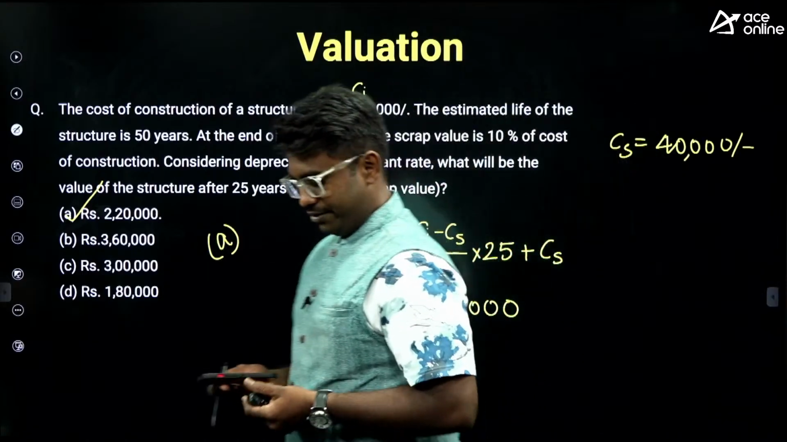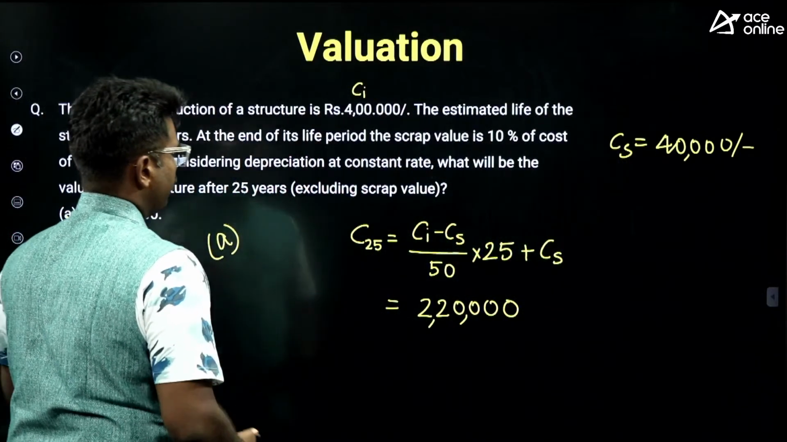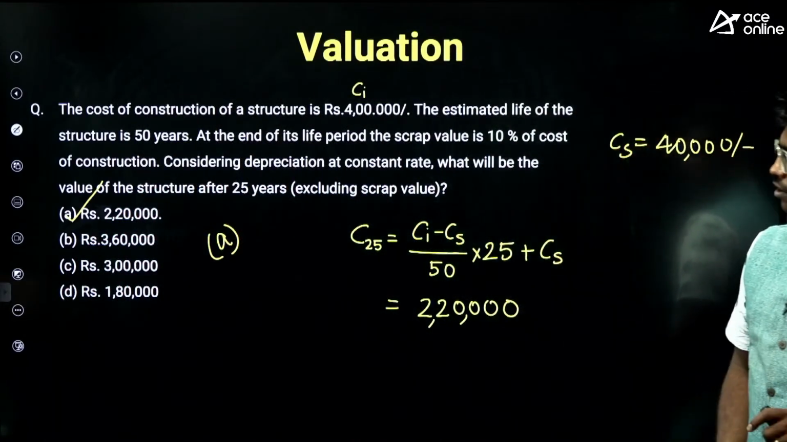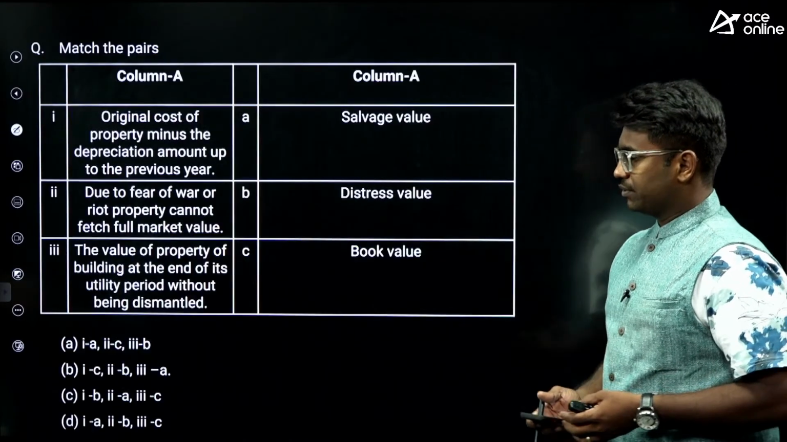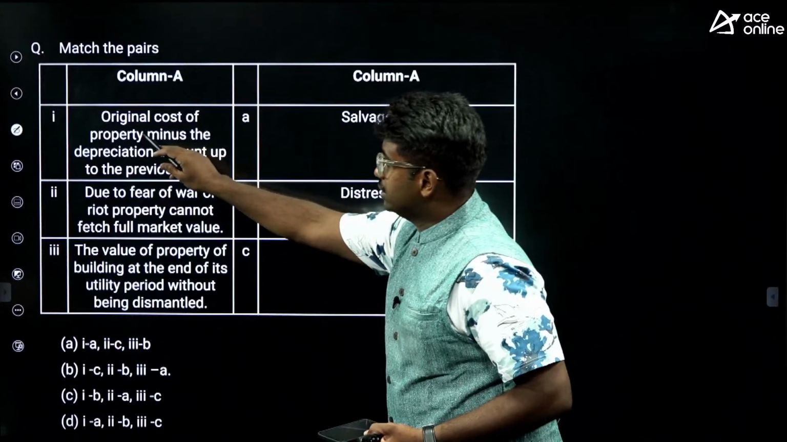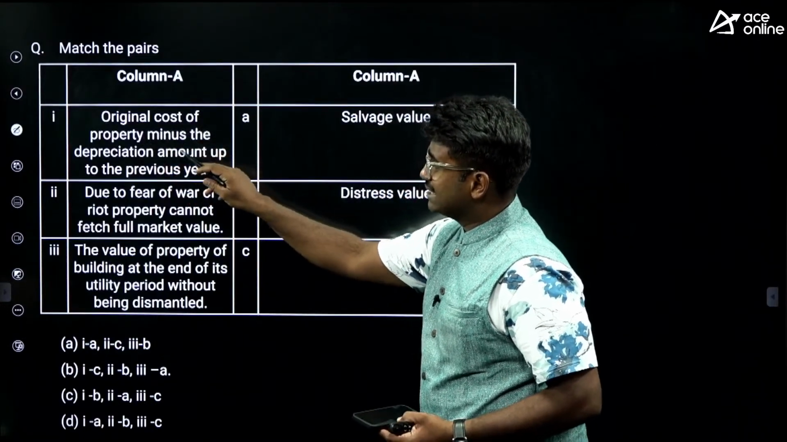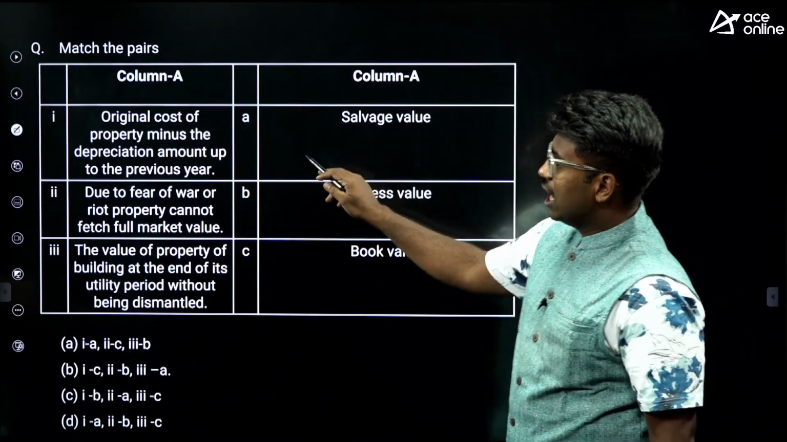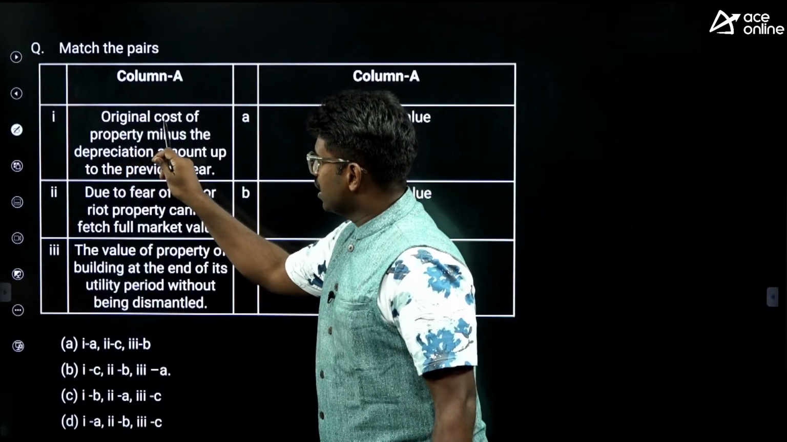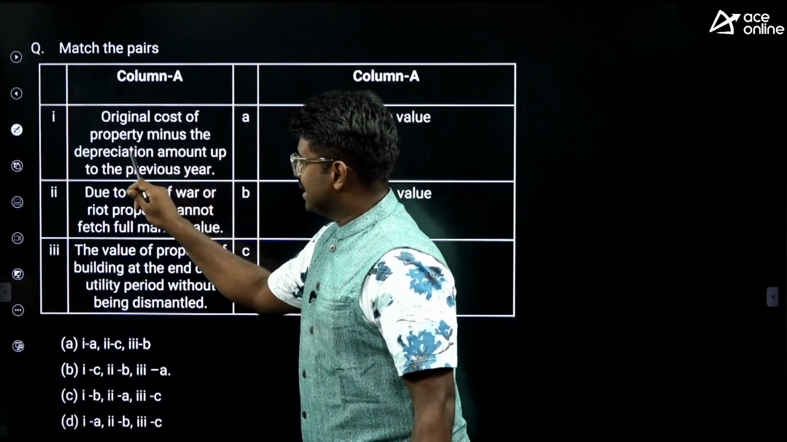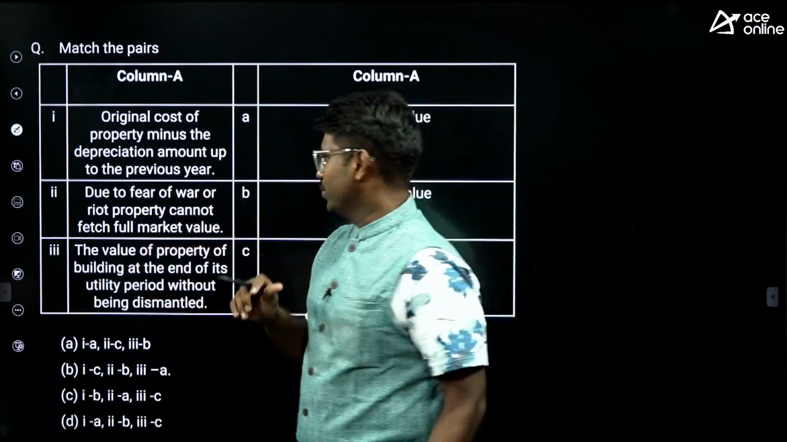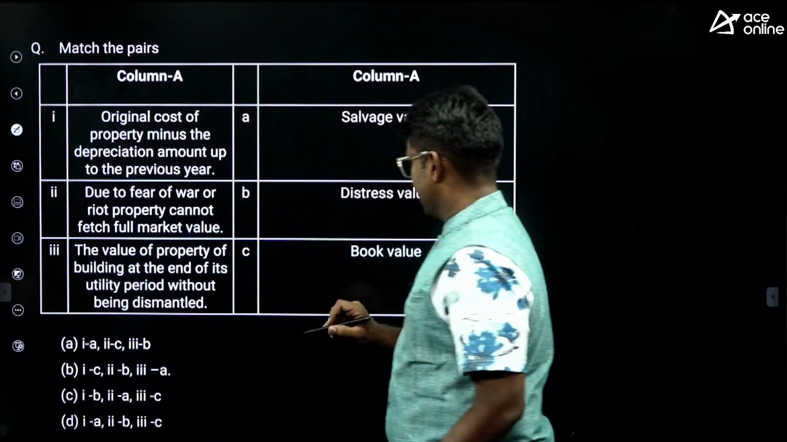Okay, fine. You have to understand this method. Okay, next one, simple one. C, observe. Original cost of the property minus the depreciation amount up to the previous year. Check it out once again. Original cost of the property minus the depreciation amount of the previous year gives you what? Book value. Answer is C.